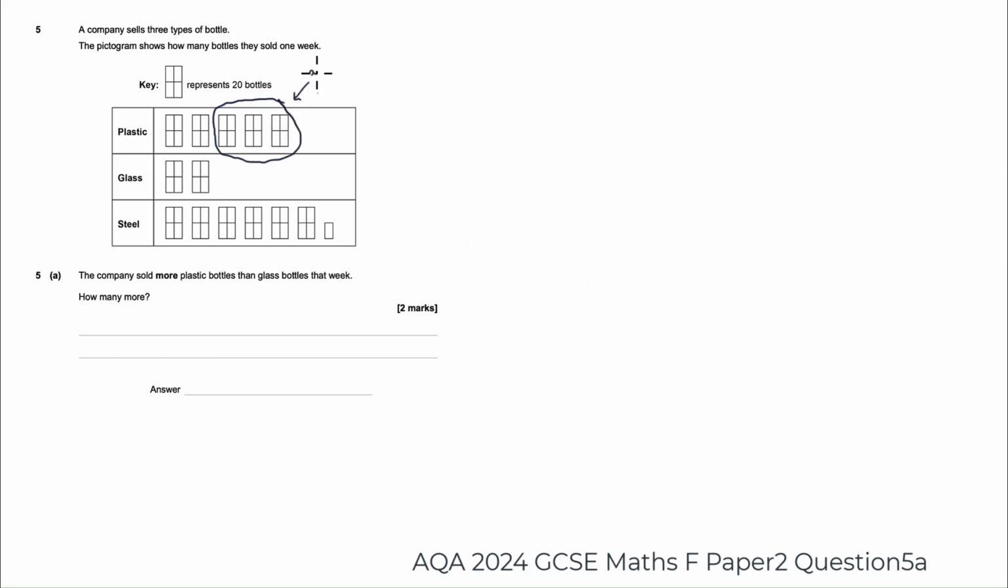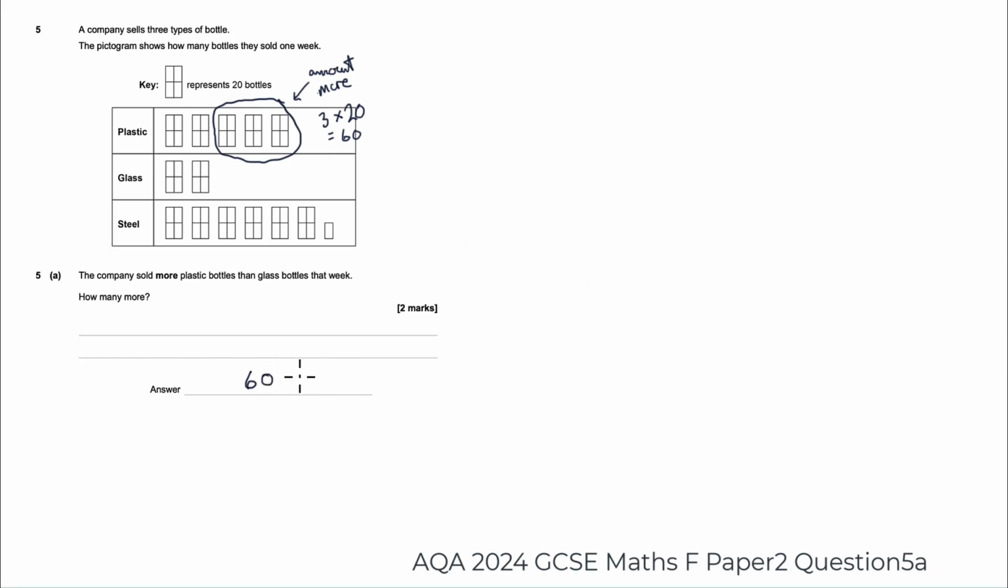is the amount more. And how do we work that out? Well, it's 3 lots of 20. And that would be 60. So the answer is 60 more bottles.